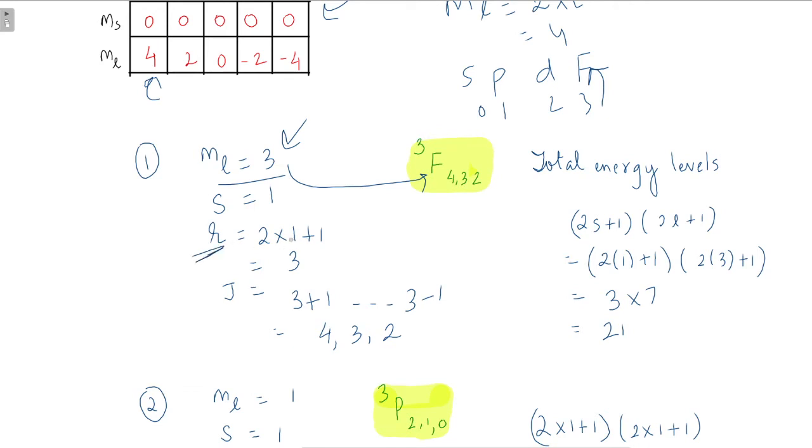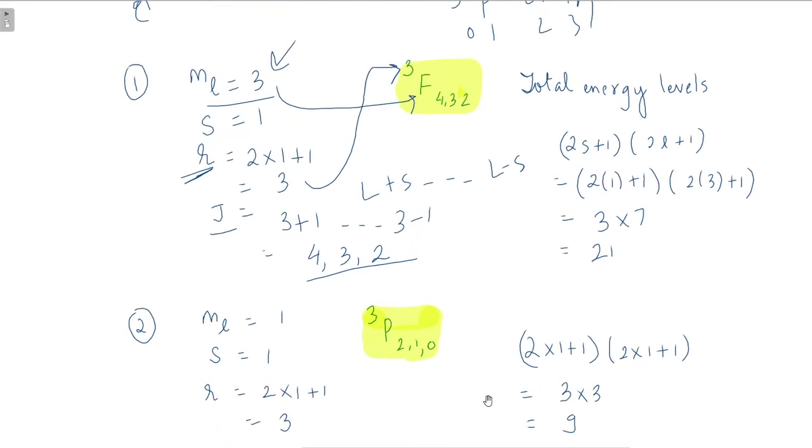the value of 2S plus 1 will be 2 multiplied by 1 plus 1, that is 3, and 3 we have on the top as the superscript, and then we have the value of J. The value of J will be L plus S to L minus S. Okay, so 3 plus 1 to 3 minus 1. We have 4, 3, 2. So we consider all of them because we are not considering only one term symbol. We are here to find all the energy states, and then finally we'll find one ground state. Okay, what is the ground state? It is the energy level which has the least energy, right?